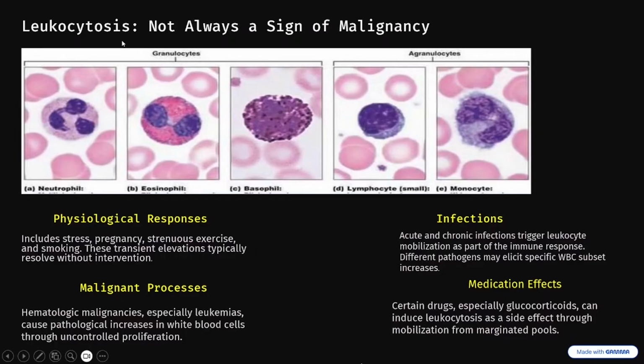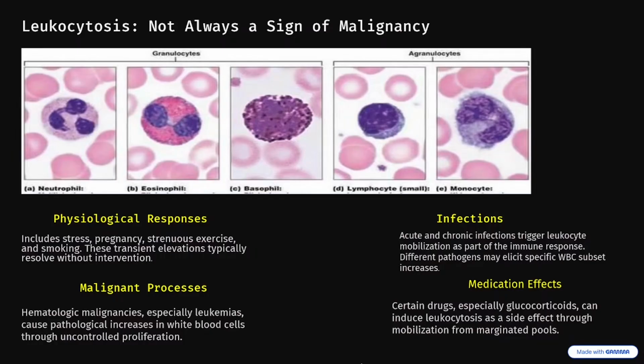Always remember, leukocytosis is not always a sign of malignancy. We have to find out the reason behind it. There are physiological responses, malignant processes, infections, and medication effects. In physiological responses, as we discussed, it includes stress, pregnancy, exercise, and smoking. These transient elevations typically resolve without any intervention.